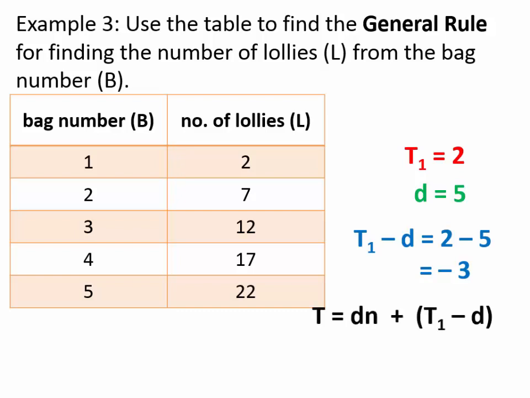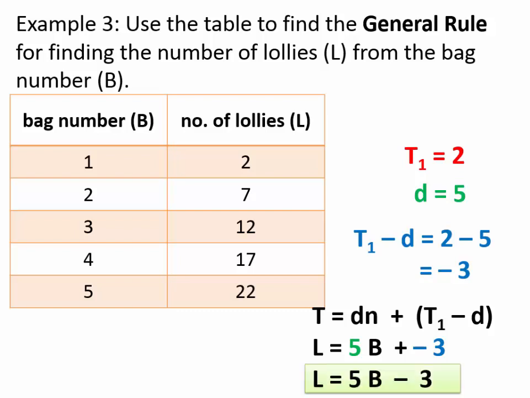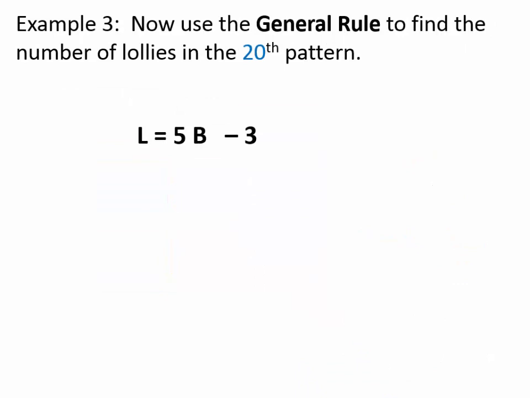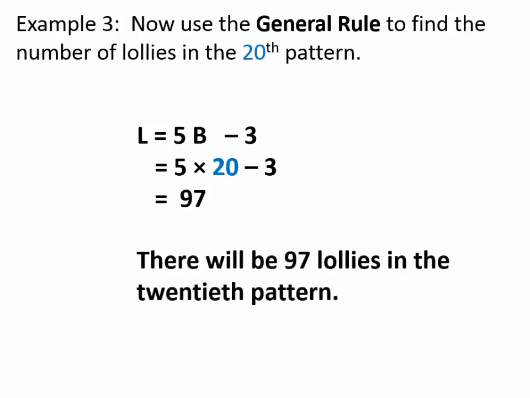We'll use our formula to find the general rule, so it's going to be L equals 5b plus, but here we must write minus 3. Now remember the rules of integers, if there's a plus and a minus together, they change to a minus. So our final equation will be that, L equals 5b subtract 3. And then there won't be change here, as long as you remember to subtract 3 and not add 3. To find the number of lollies in the 20th pattern, you just replace b with 20. So 5 times 20 take away 3, that's 100 take away 3, which is 97. So your answer is there will be 97 lollies in the 20th pattern.